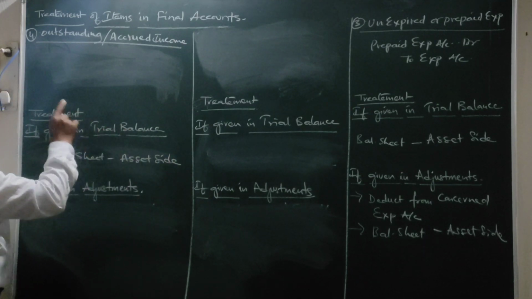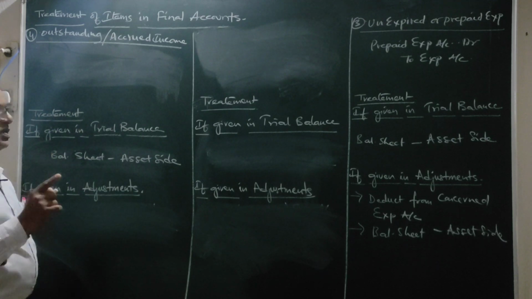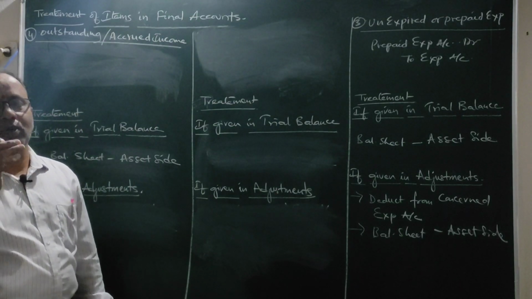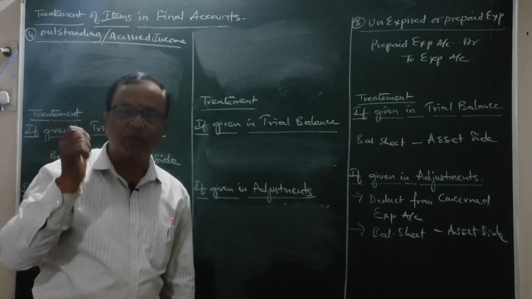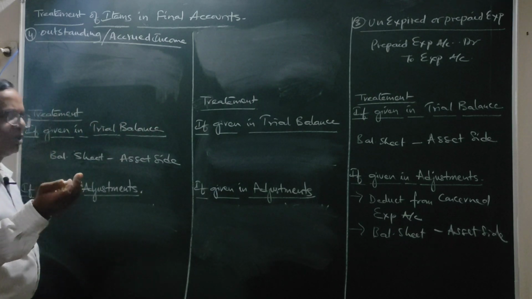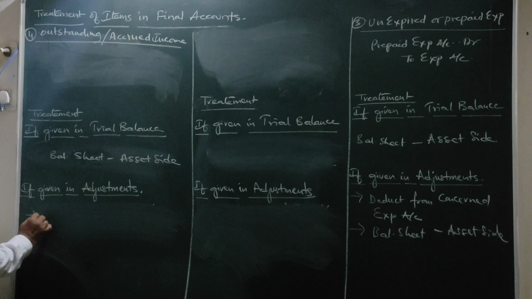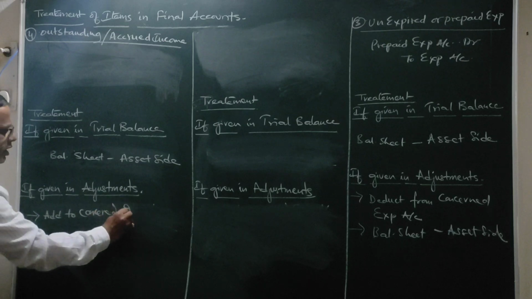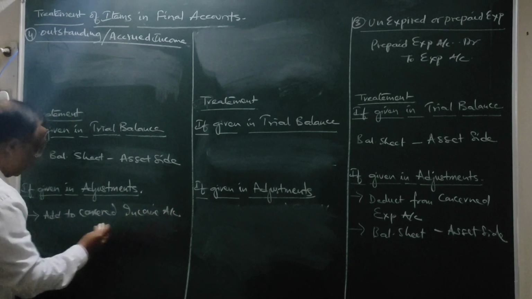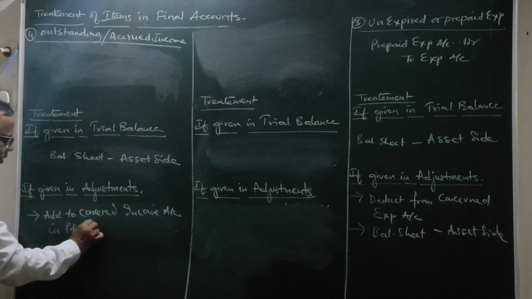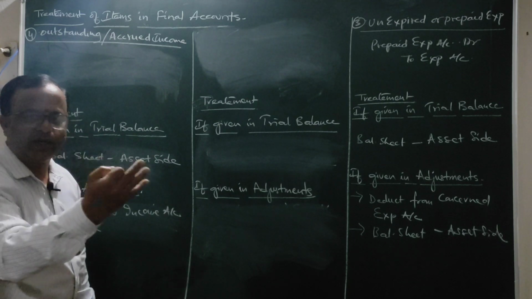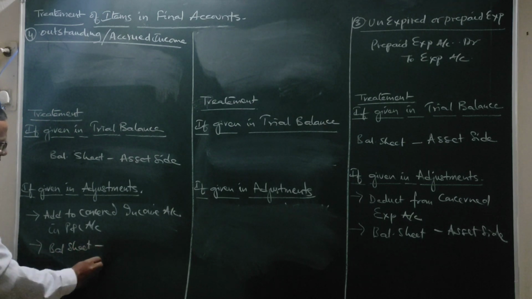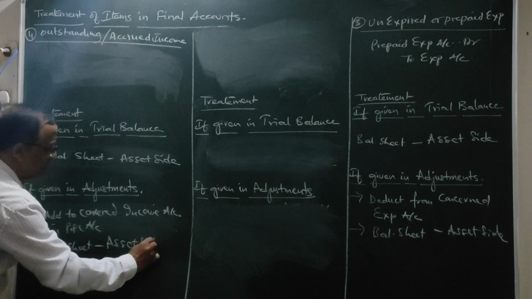Now, if this accrued income is given in the adjustments, then because we are following the accrual method, we should add that income receivable to the concerned income account. Normally income accounts are on the credit side of the profit and loss account. So your first treatment will be: add to the concerned income account in the profit and loss account. Second, in the balance sheet, since it is an asset, we show it on the asset side because it is receivable to us.